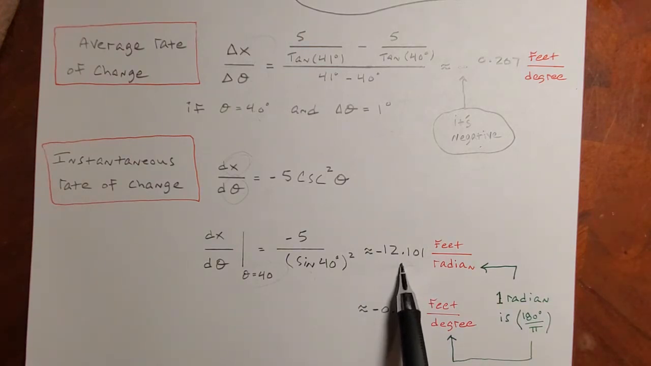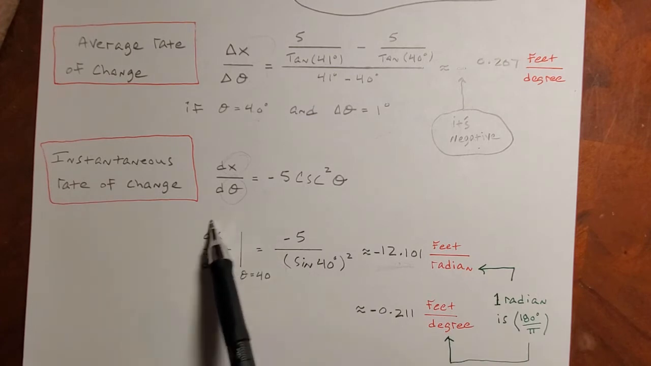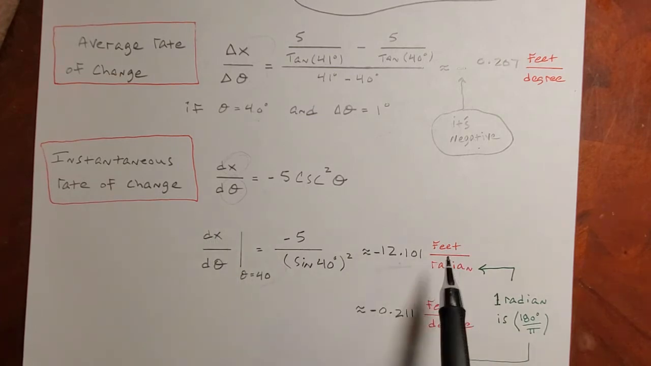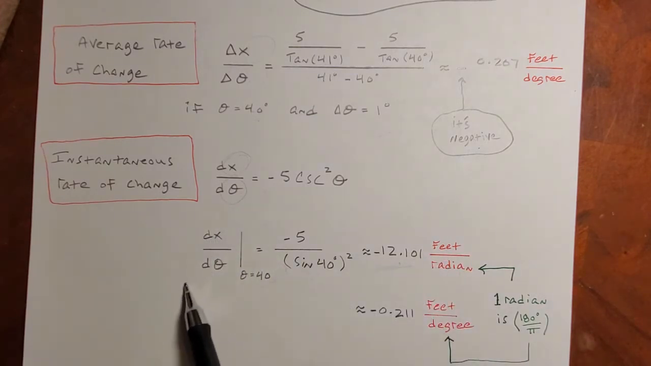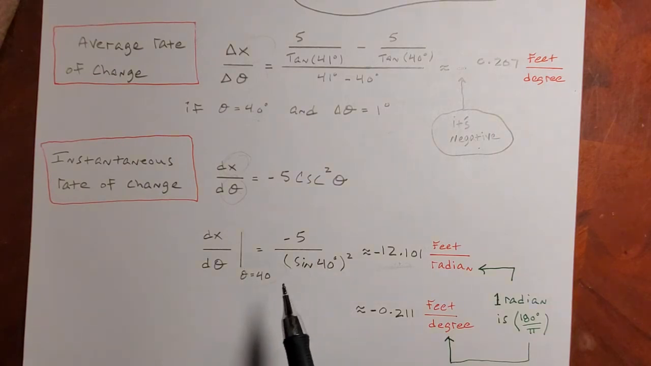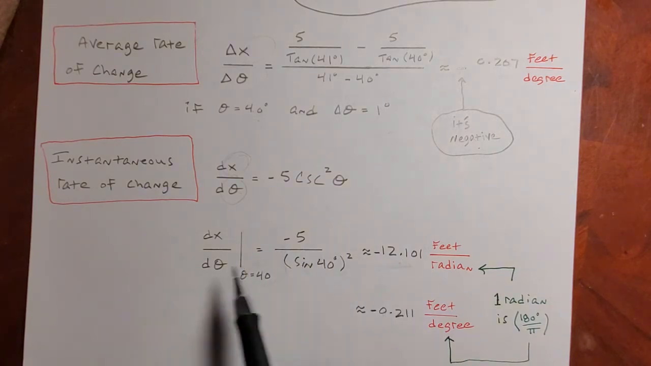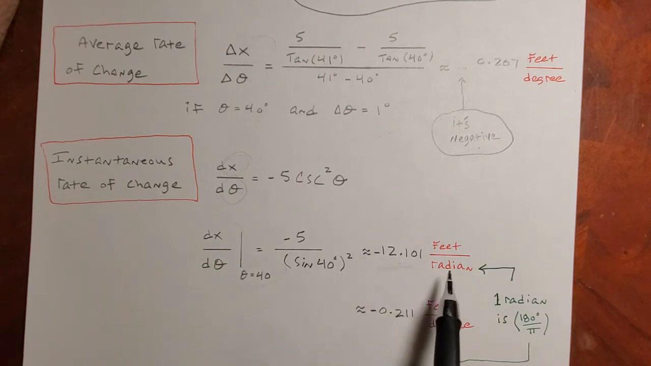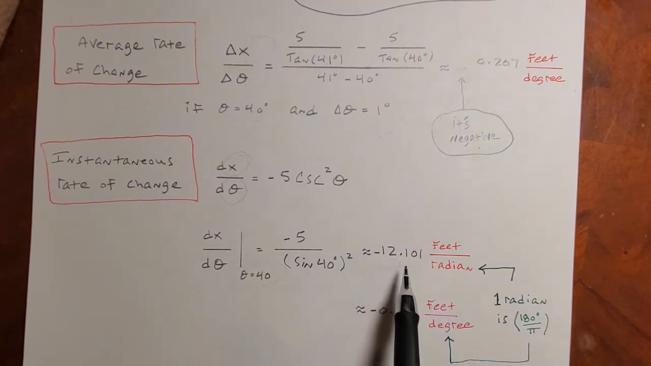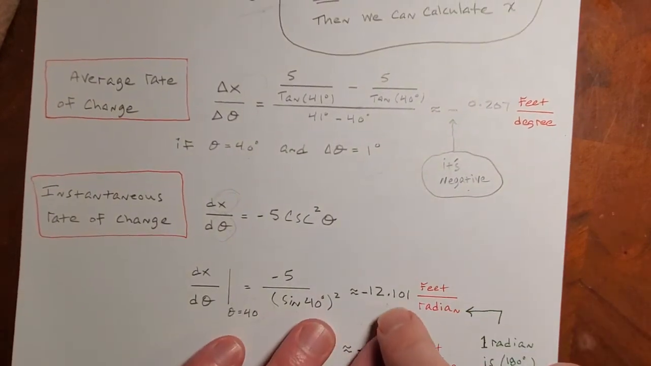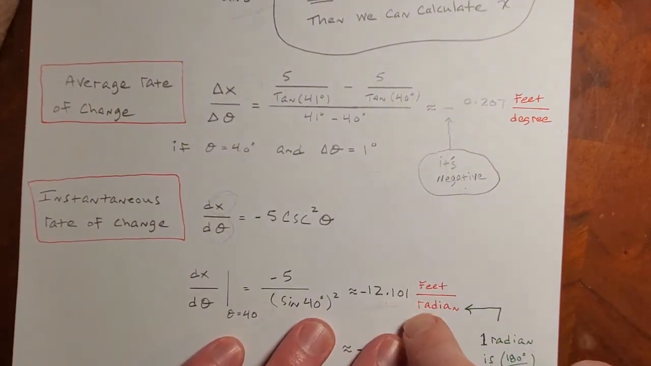What are the units there? Well, x units, that's a distance, a length of a triangle. It's in feet over angle distance. But with trig functions, the default that you get out of the derivative is in radians. All right, so that number, negative 12.101, is feet per radian. Now, I would expect that not be feet per degree.